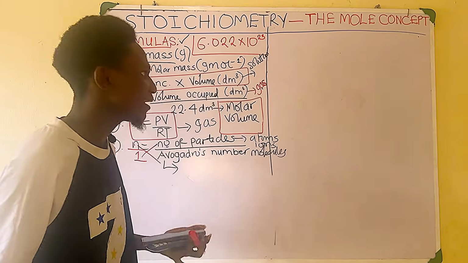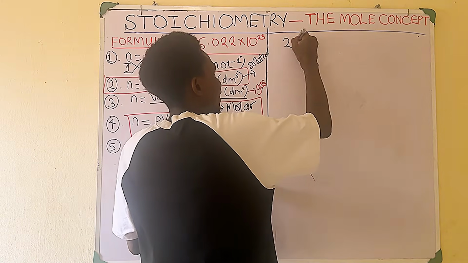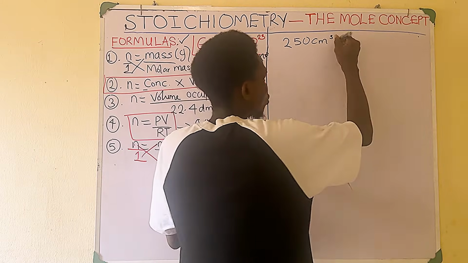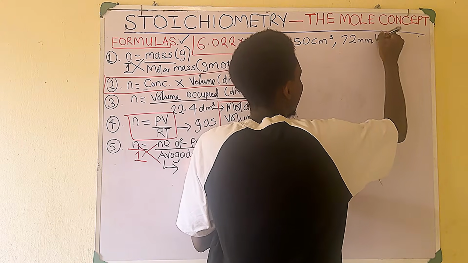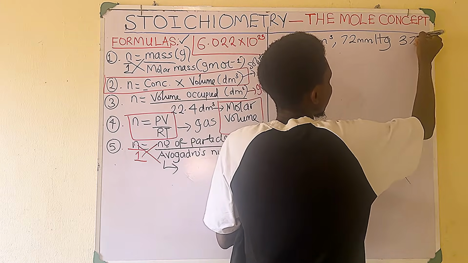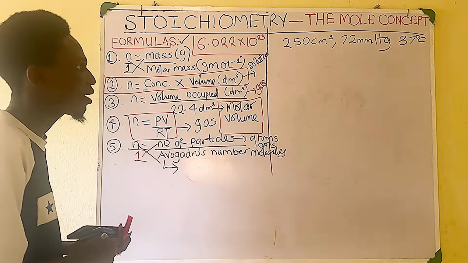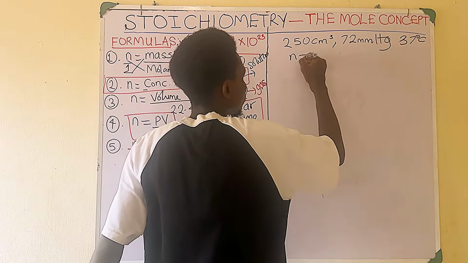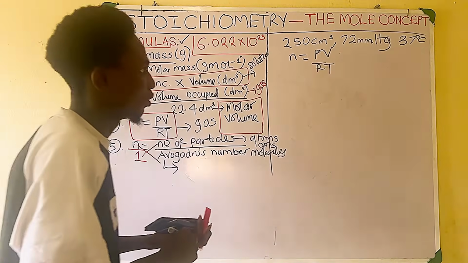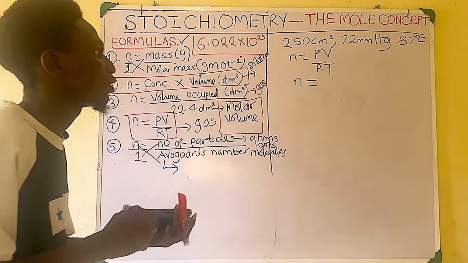So now quickly, number 5, we have 250 cm cube of an ideal gas exert a pressure of 72 millimeter of mercury, that's pressure, at 37 degrees Celsius. Now calculate number of moles. Quickly, you already know that you're going to be using this first formula. So number of moles equals to PV over RT. Now, what is volume here? Let's start from pressure. Pressure is 72 millimeters of mercury.